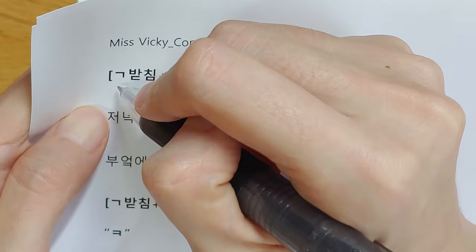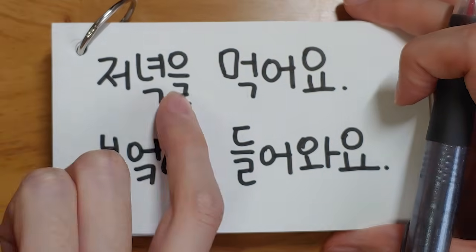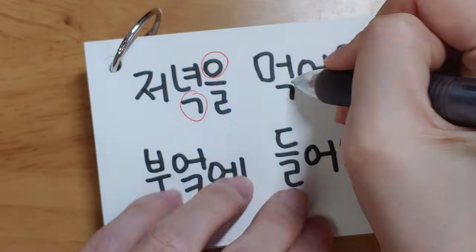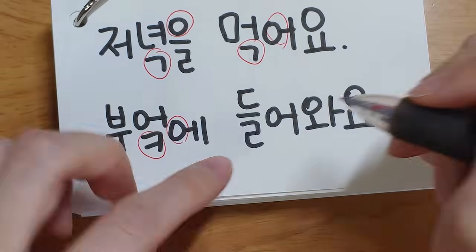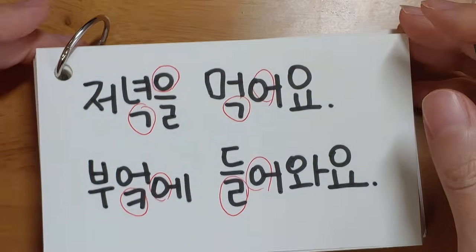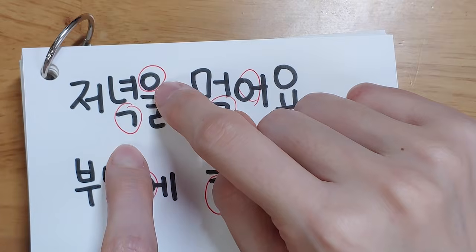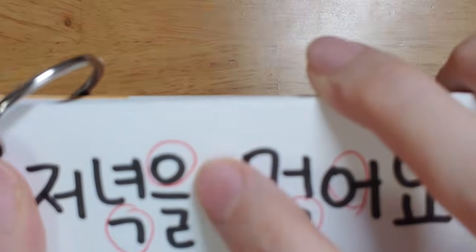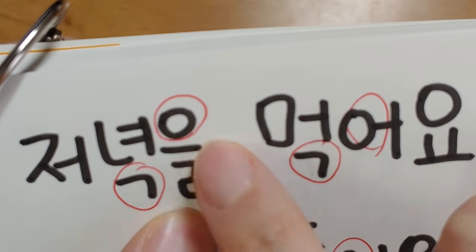And moving on to when 기역 받침 is combined with 이응 consonant. These kinds of combination where 받침 is combined with 이응 consonant is not really hard to get. So for example, like 저녁을 먹어요. This is a combination of 기역 받침 and 이응 consonant, right? And also you can see there's a 리을 받침, 이응 consonant. So what happens when a 받침 sound is combined with the 이응 consonant sound is that since we learned 이응 consonant doesn't have any sound, right?